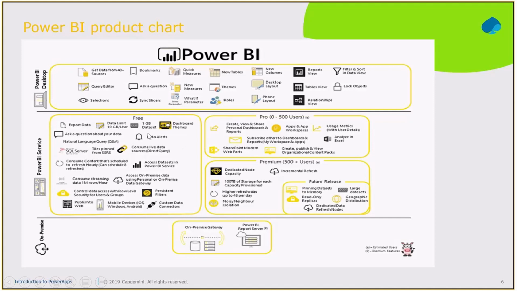Here, you can create a 1 GB dataset, and the data limit is 10 GB per user. You can create data alerts, and you can do all these things with the Power BI service. If you go a little further, Pro is for when you have users from 0 to 500. There you can create and share your desktop reports, and create and publish views. The SharePoint modern web part will be available, so that in SharePoint modern sites you can utilize that web part to see your Power BI reports, which we are going to see in this demo.